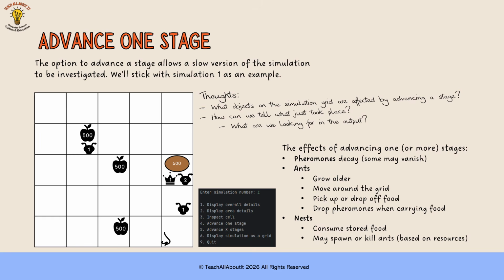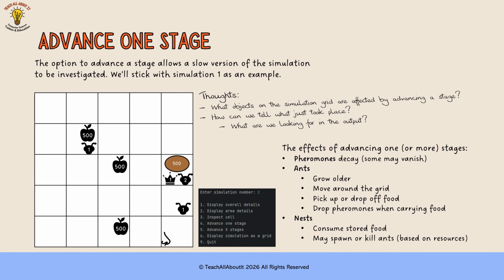There are objects of ants, and there are multiple types of ants. Part of those, they will grow older. Some ants, particularly the workers, will move around the grid. Workers will also pick up and drop off food, and workers also drop pheromones when they are carrying food. So there's quite a lot going on with our ants. And the nests are made up of ants, and this is where we were looking at the relationships between different classes.